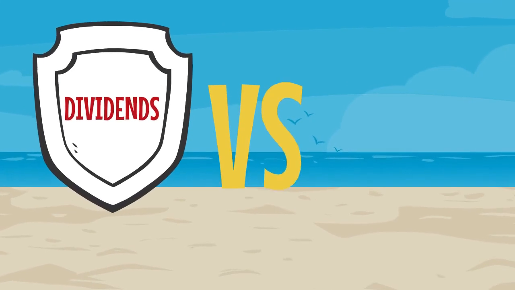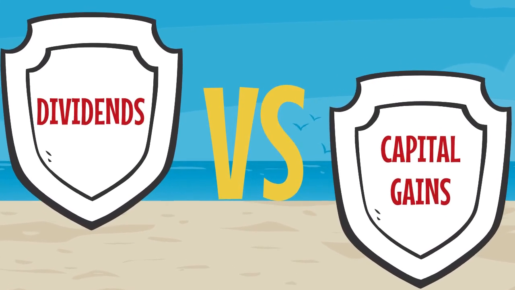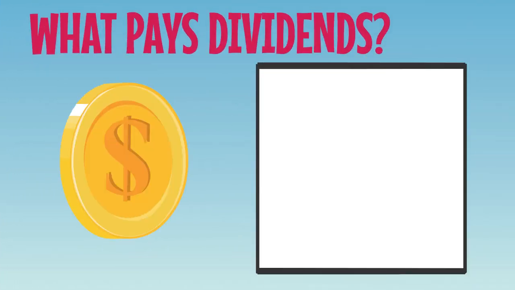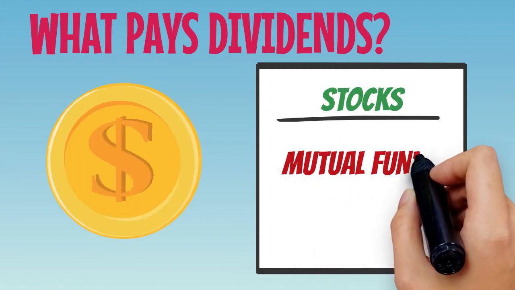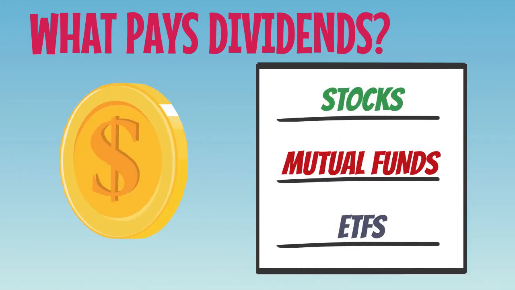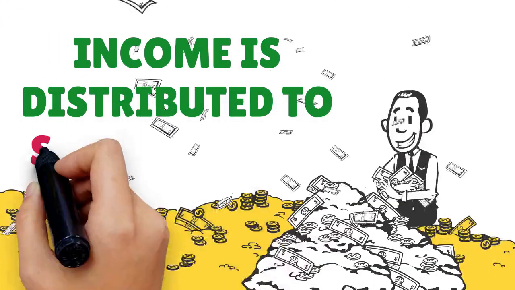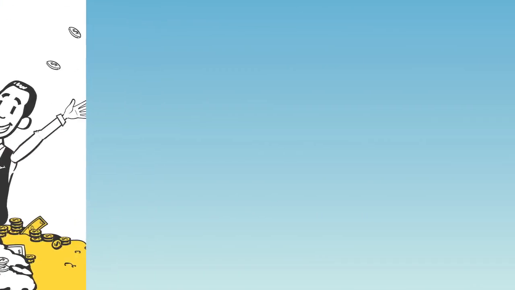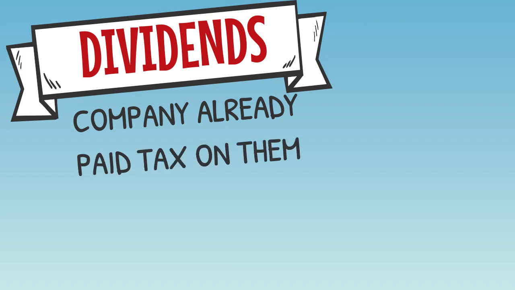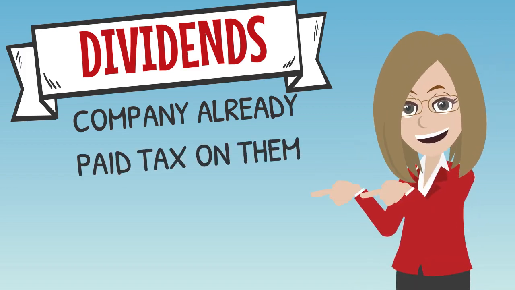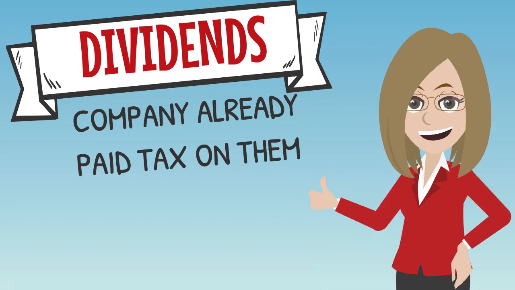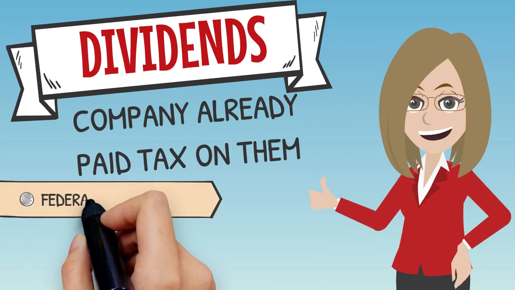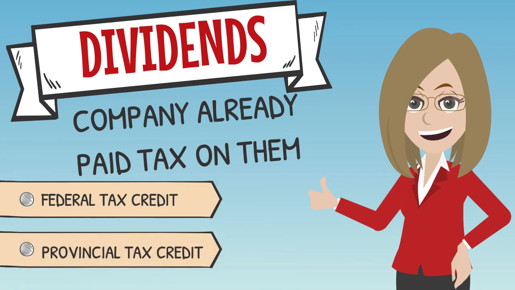What about dividend income though? How would that compare to capital gains? Dividends are another form of income that you can earn from owning stocks, mutual funds, or ETFs, for example. Income from dividends represents income earned from a company which they then distribute down to their shareholders. These dividend payments represent income that the corporation has actually already paid taxes on though. So to recognize this, individuals who receive these dividend payments receive credit for the fact that these are after-tax dollars, and that credit is applied directly to your tax return in the form of both federal and provincial tax credits.